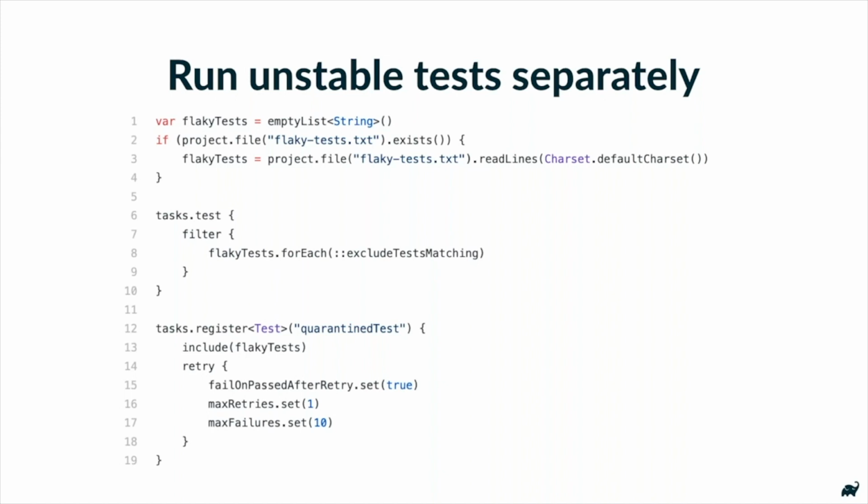Now, one common thing I've seen that I think is a really good idea is to quarantine unstable tests and run them separately. You still want your flaky tests to run, but you don't want them to block your otherwise healthy CI pipelines. Here you can see a Gradle script where you have your flaky tests listed one per line in flakytest.txt, and then you can exclude tests matching these patterns in your test tasks, but then you also register this quarantined test task that has retry. This way you can easily quarantine tests using test filters using Gradle.